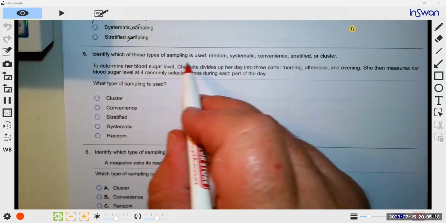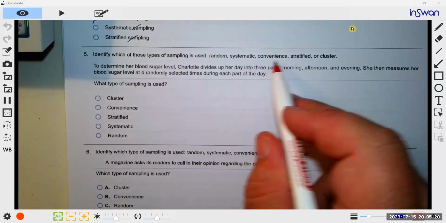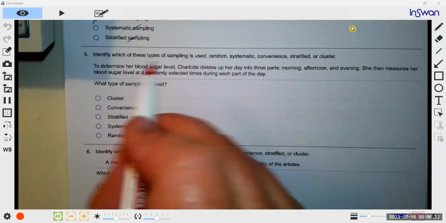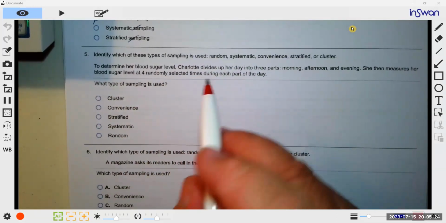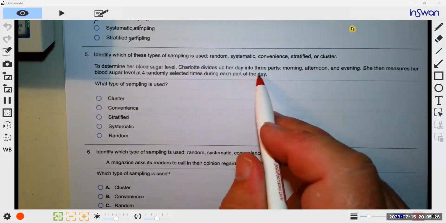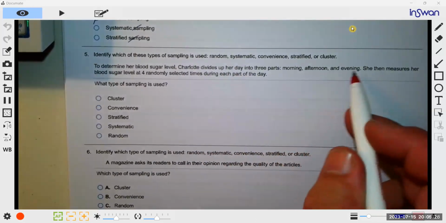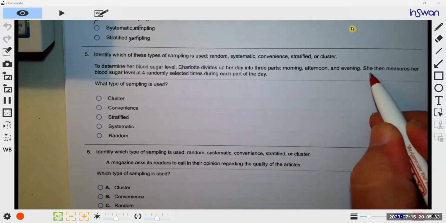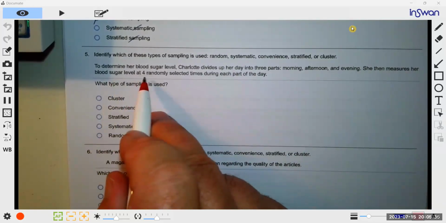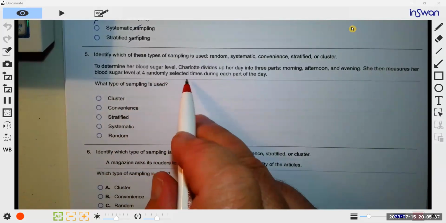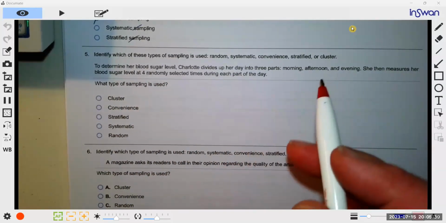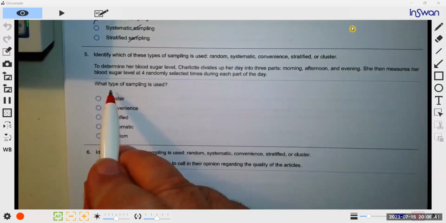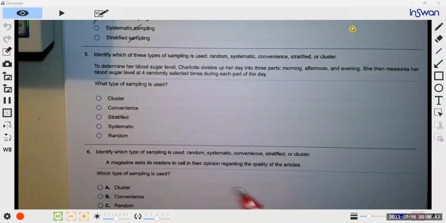Identify which of these types of sampling is used: random, systematic, convenience, stratified, or cluster. To determine her blood sugar level, Charlotte divides up her day into 3 parts: morning, afternoon, and evening. She then measures her blood sugar levels at 4 randomly selected times during each part of the day. What type of sampling is it?